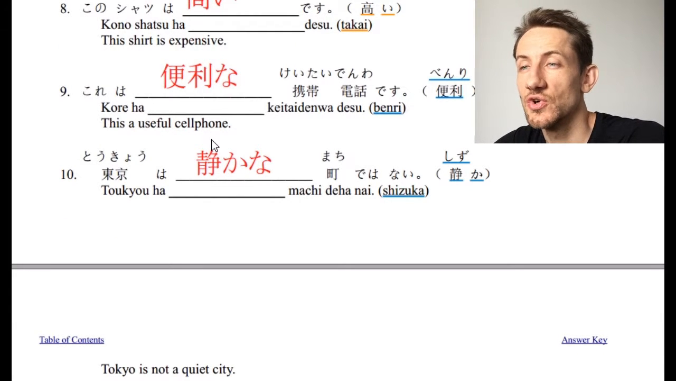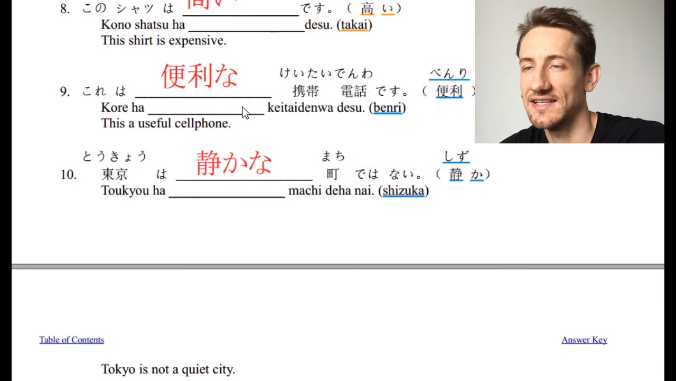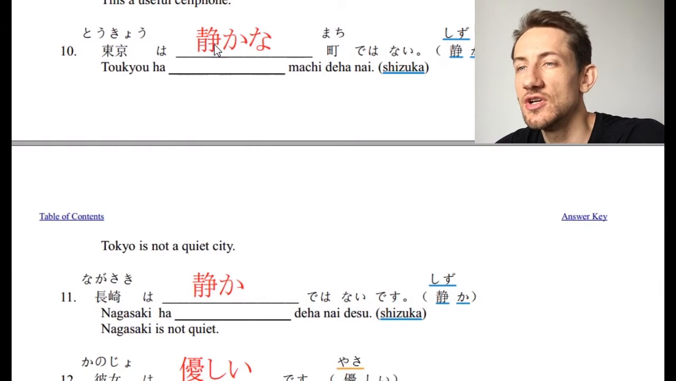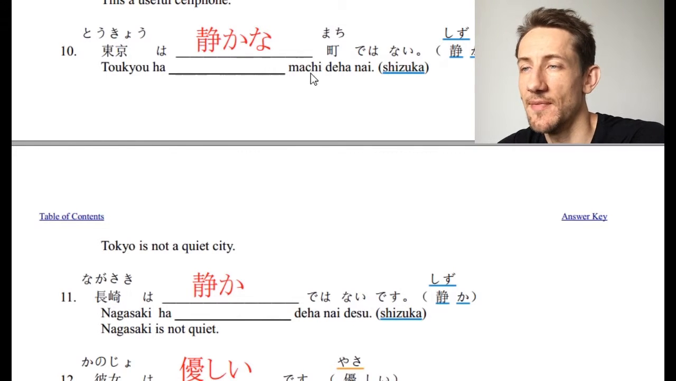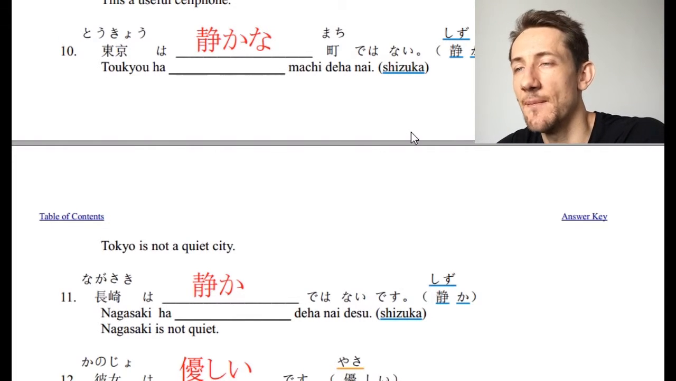Number 9. これは便利な携帯電話です。これは便利な携帯電話です。This is a useful cell phone. Please notice we have 便利な携帯電話. And number 10. 東京は静かな街ではない。東京は静かな街ではない。Tokyo is not a quiet city. 静かな街. Quiet town. Not a quiet town.